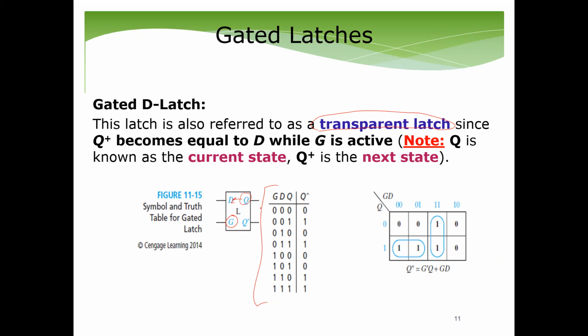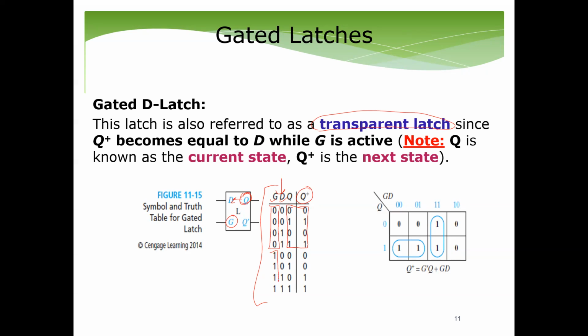So if you check the truth table of that, I have three inputs. I have G, I have D, and I have the current value of Q. And I need to find out the value of Q plus, which is the next state. So if you fill the truth table, notice that if G is equal to 0, Q plus should equal Q. Okay, 0, 0, 1, 1, 0, 0, 1, 1, regardless of the value of D.